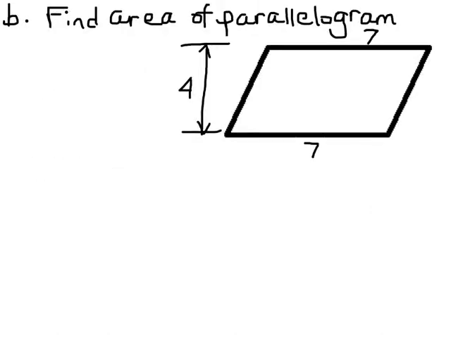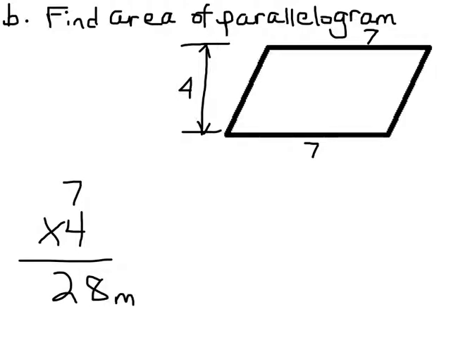Alright, this says to find the area of this parallelogram. Remember that the area is base times height. The base is 7, the height is 4. 7 times 4 is 28 meters squared, because it's area.